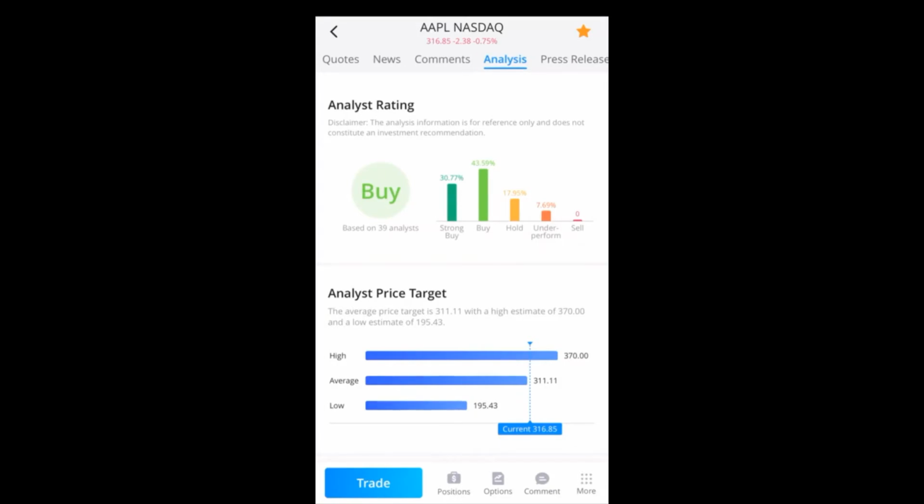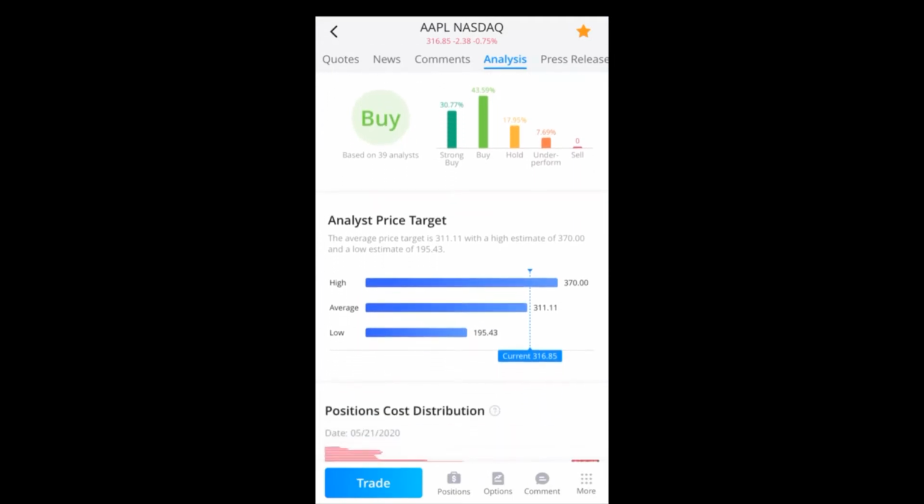7.69% believe that Apple will underperform other stocks. 17.95% believe that you should hold on to your stock. 43.59% believe you should buy Apple stock at its current price. And 30.77% believe that it is a strong buy at its current price. And so this analysis is based on the current price and based on these analysts' predictions of where Apple stock will go in the future.